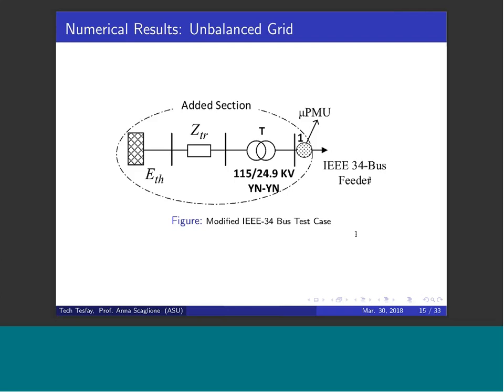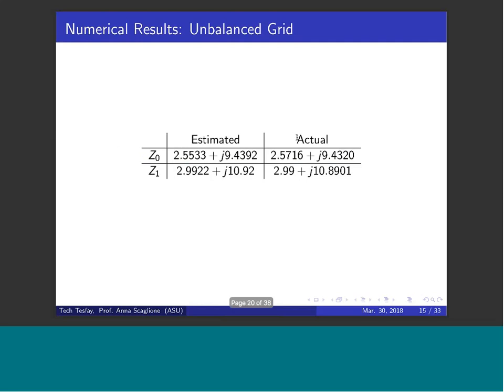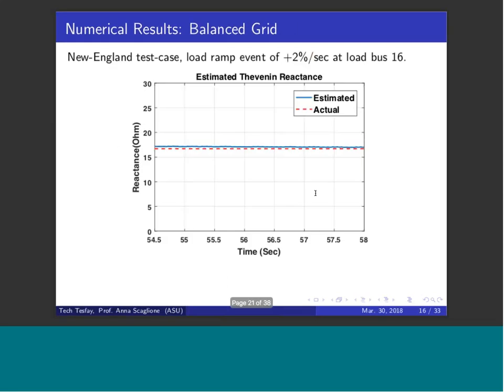And from this simulation, what we managed to observe is that the estimated value of the Thevenin impedance is very, very close to the actual value of the Thevenin impedance, which shows that our method successfully computes the Thevenin parameters from a single measurement of the PME.